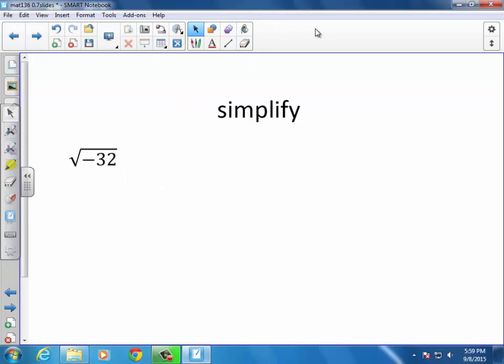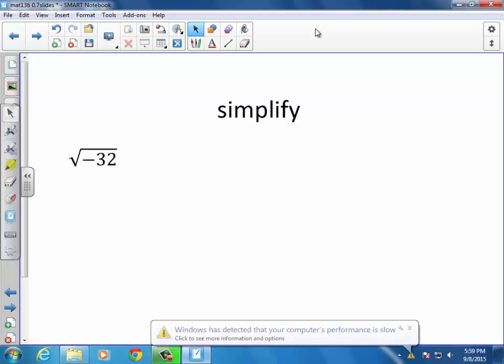So let's try simplifying the radical. This is done very, very similarly to the way you normally simplify radicals. In this case, we're looking for the square root or radical of -32. Well, 32 can be broken down.